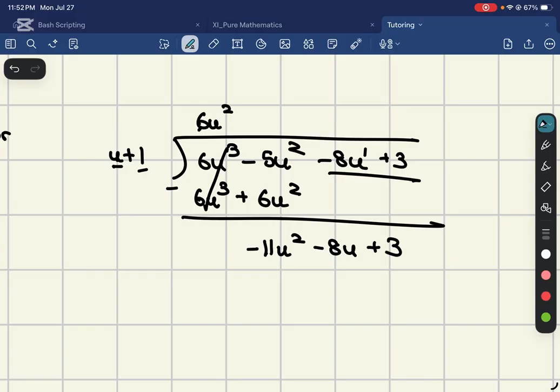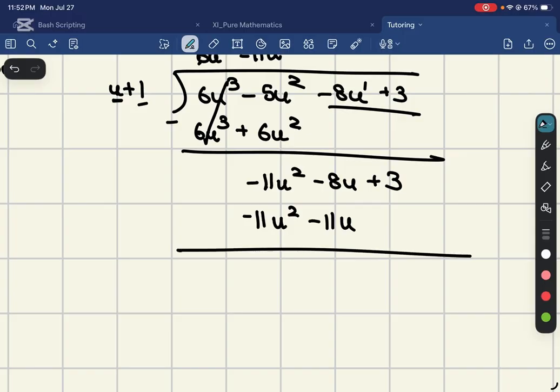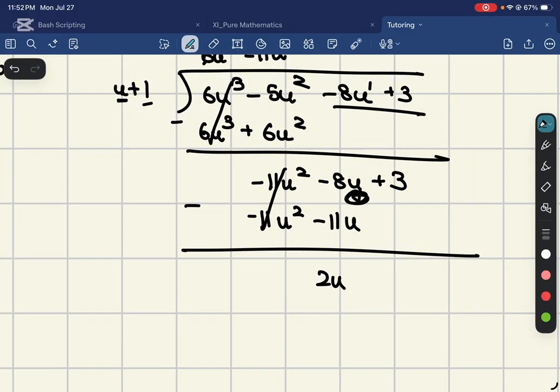All right, so what do I need to multiply u with to get minus 11u squared? Well, I need to multiply it with minus 11u. And that gives me minus 11u squared minus 11u, right? And now I do a subtraction again. So these two terms cancel out, if you think about it, and I will get 2u over here.